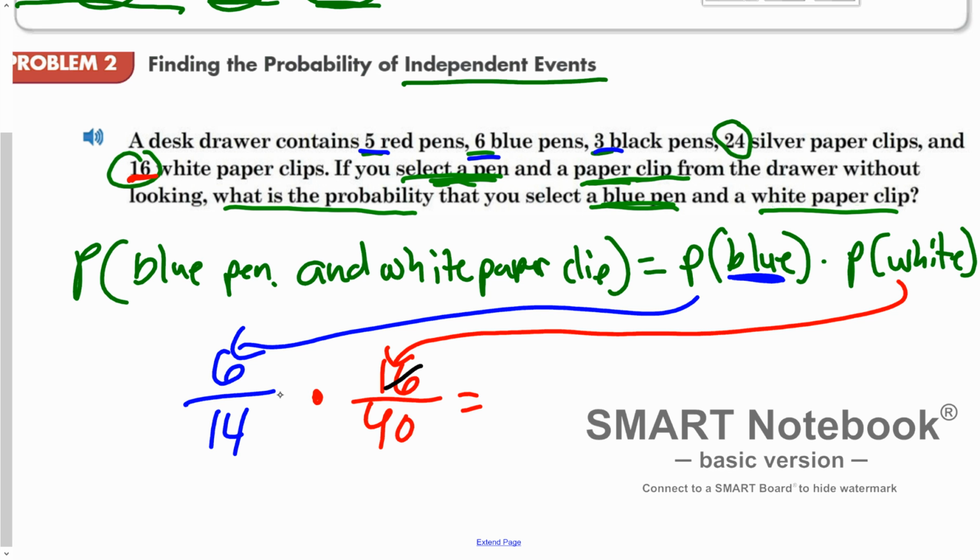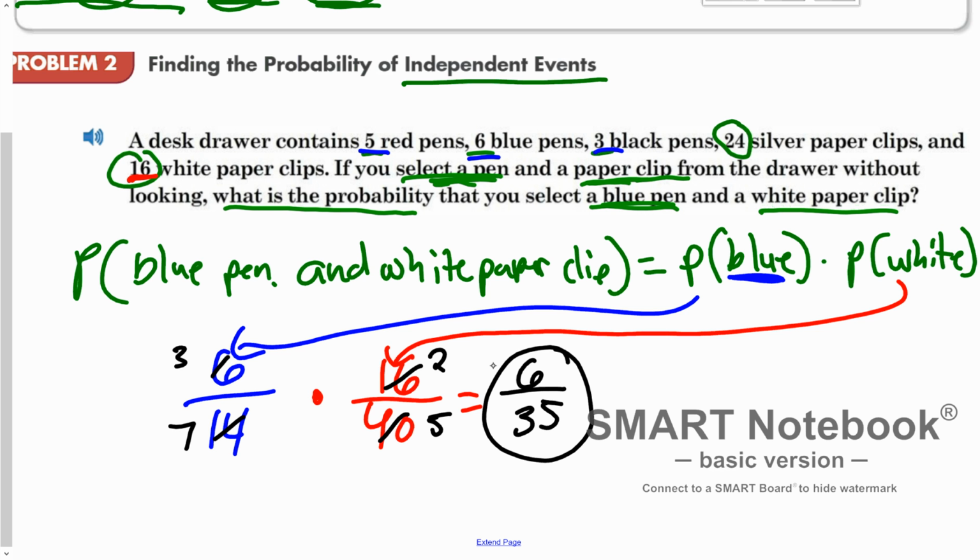So this would be, what, 6 divided by 2 would be 3, 14 divided by 2 would be 7, 16 divided by 8 would be 2, 40 divided by 8 would be 5. So now I can multiply across, 6 over 35. And so I could leave it as a fraction. So the probability of blue pin and white paper clip would equal 6 out of 35.